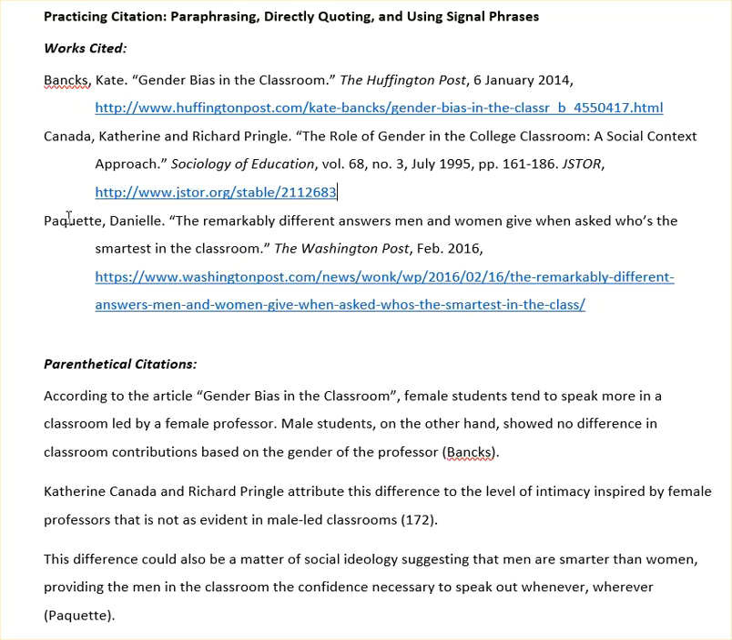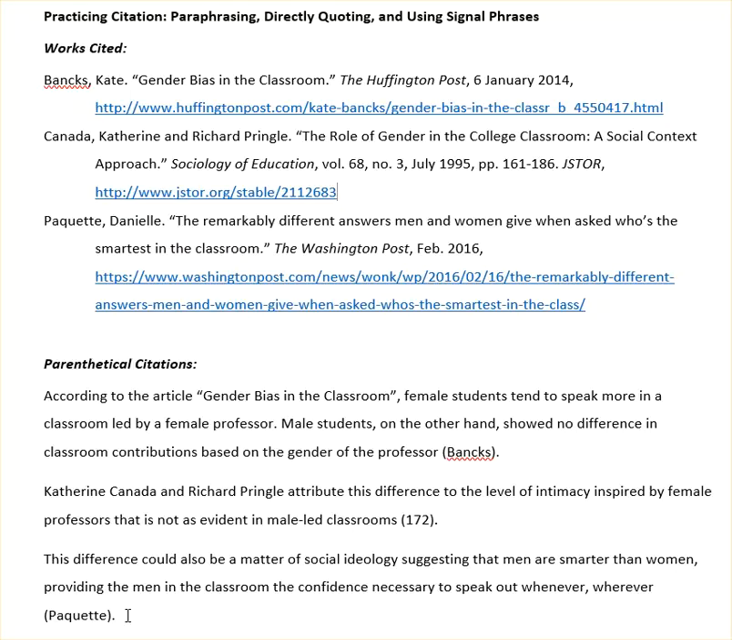Contrarily, Paquette, Daniel Paquette, the Washington Post does not have page numbers. So when I use the information from that particular source in my paper, there will be no page numbers attached. You don't want to assign arbitrary page numbers. If you don't have a page number, you just don't use one. You don't insert the number 1 as a sort of placeholder.